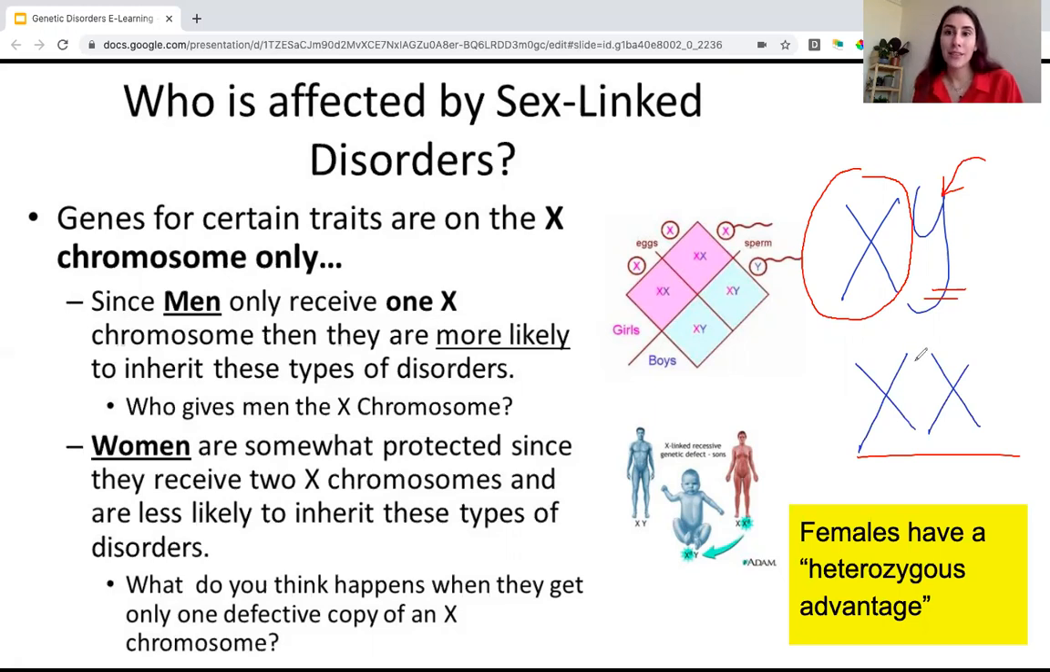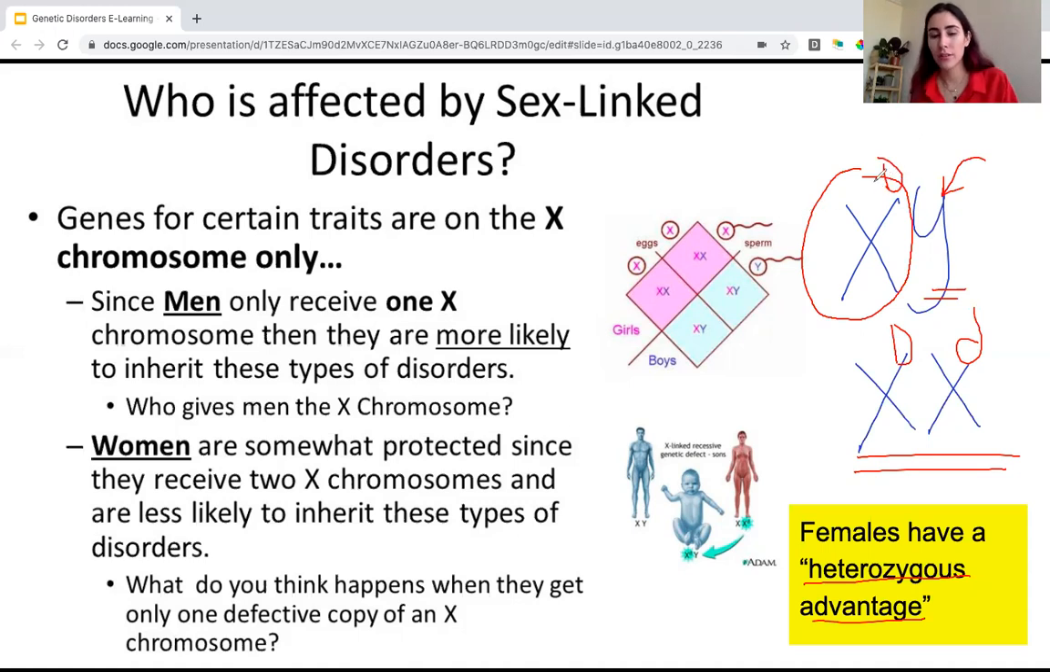However, the secret lies in the fact that females, since they have 2 copies of the X chromosome, have the advantage of being heterozygous. Okay, so this is known as having a heterozygous advantage. What does that mean? It means that they can be carriers. They have the ability to be carriers. If the disease is sex-linked on the X chromosome and it's recessive, they might get the following genotype, meaning that they are carriers, okay?